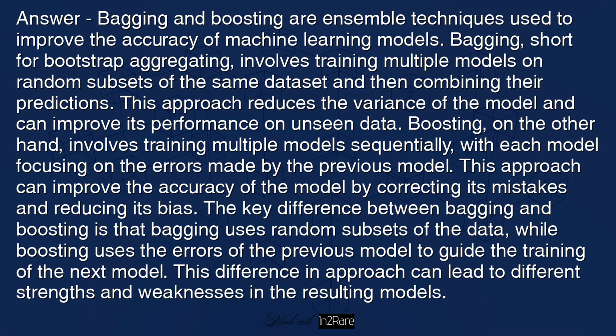Boosting, on the other hand, involves training multiple models sequentially, with each model focusing on the errors made by the previous model. This approach can improve the accuracy of the model by correcting its mistakes and reducing its bias. The key difference between bagging and boosting is that bagging uses random subsets of the data, while boosting uses the errors of the previous model to guide the training of the next model. This difference in approach can lead to different strengths and weaknesses in the resulting models.